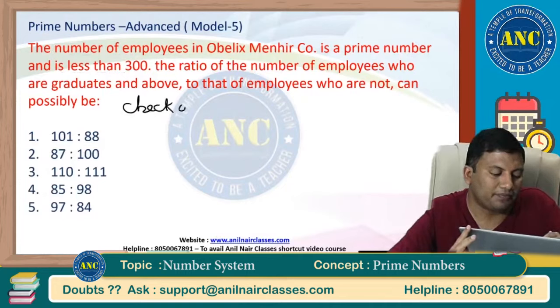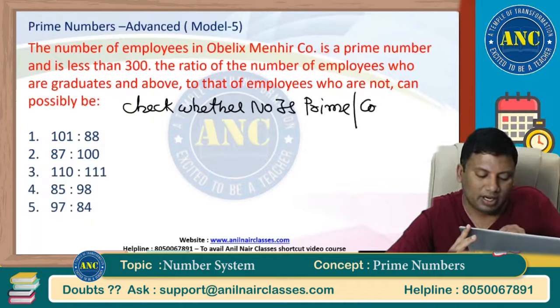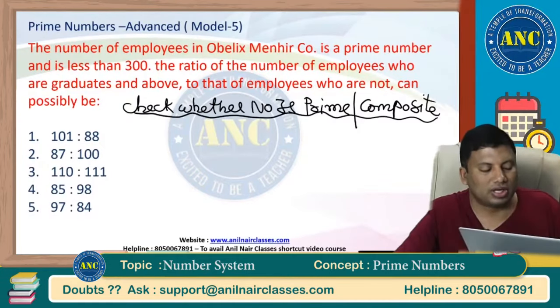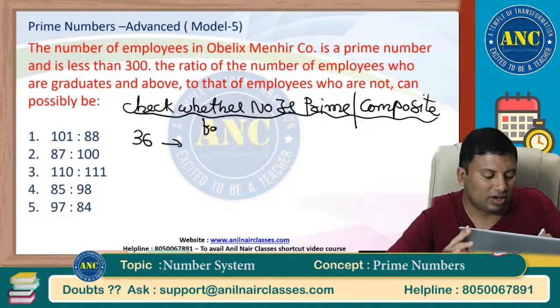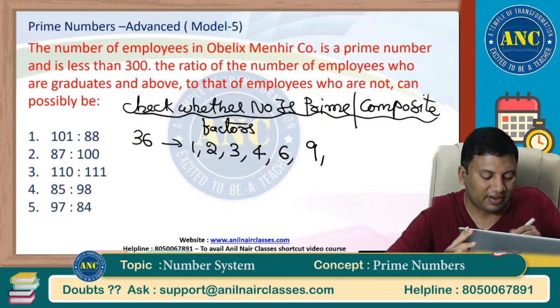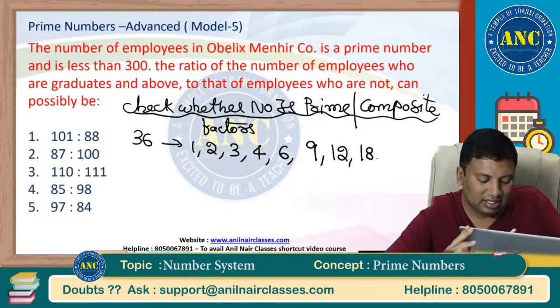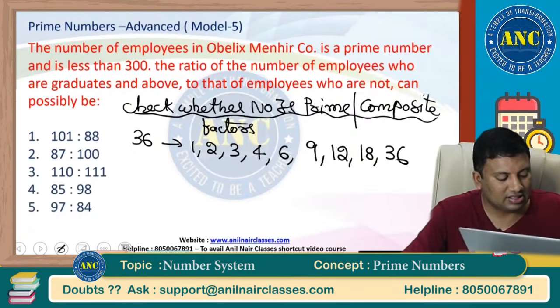How to check whether a number is prime or composite? Now, listen carefully. If 36 is there, what are all the factors of 36? 1 is a factor, 2 is a factor, 3 is a factor, 4 is a factor, 6 is a factor, 9 is a factor, 12 is a factor, 18 is a factor, and 36 is a factor.